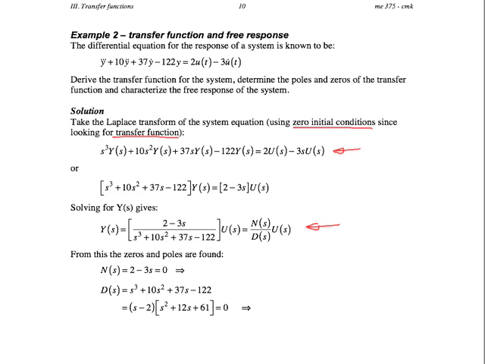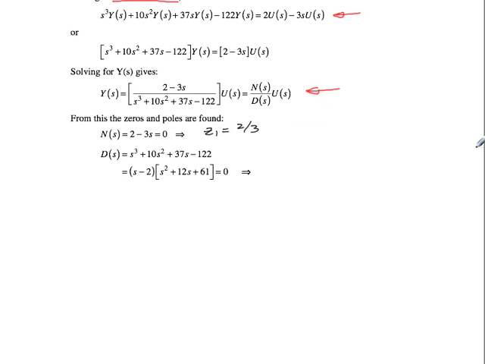Well, these zeros are the values of s that make n a zero. So we have one of those roots. So z1 in this case is equal to 2/3. The denominator d produces for us our poles. We find the roots of that.